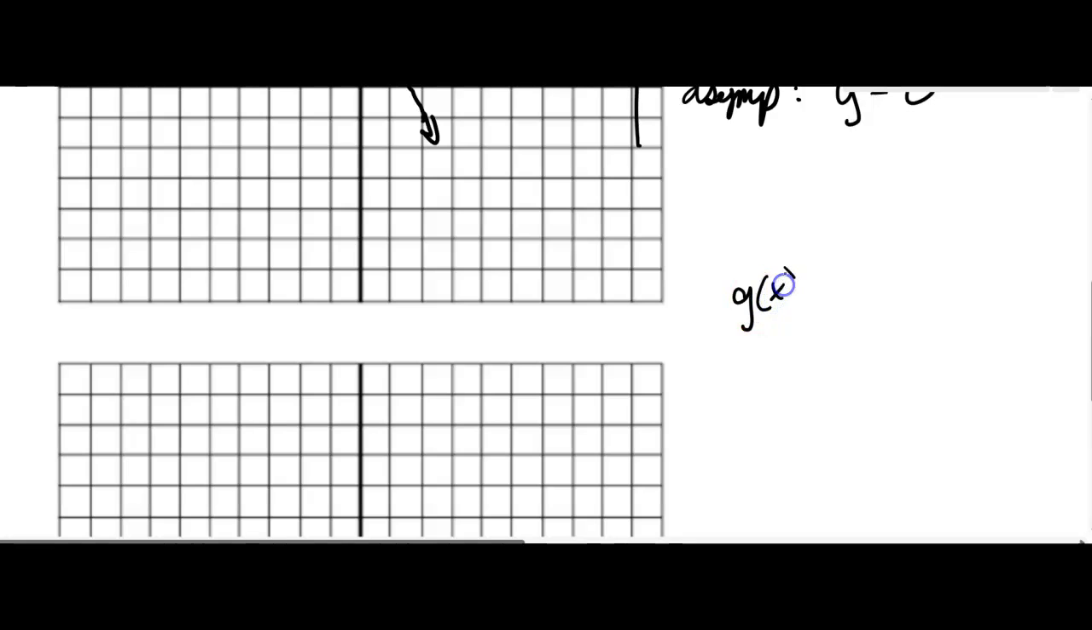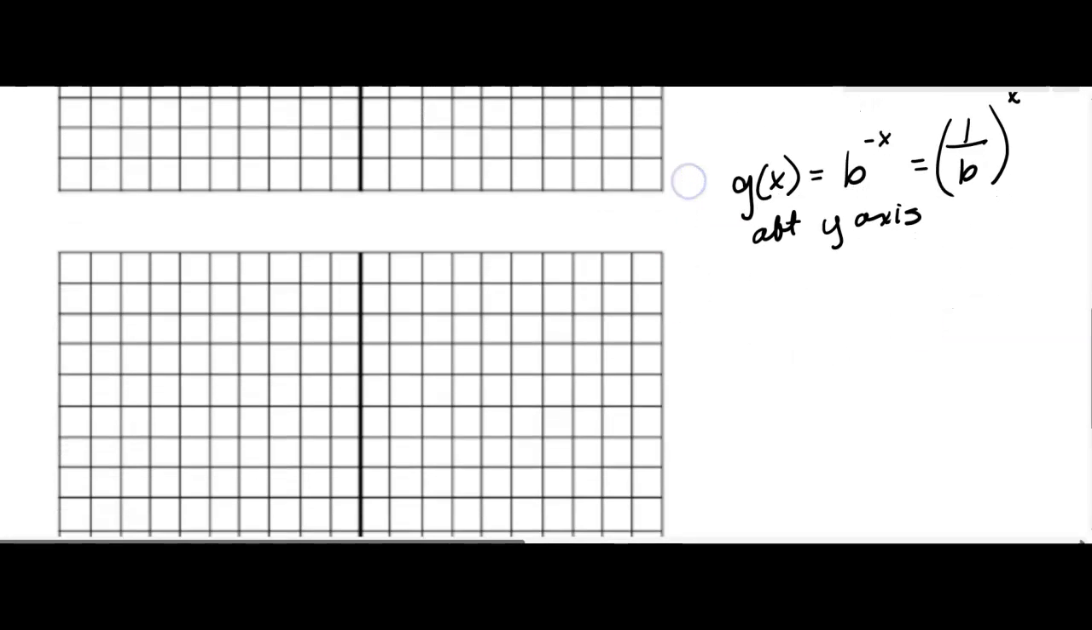So that's that one. Now, my other function I had was g of x. Now we're going to do, I think I had b to the negative x. Well, that's the same as 1 over b to the x, right? So it's the reciprocal. So you could look at it either way, but this is going to reflect your parent function about the y-axis.